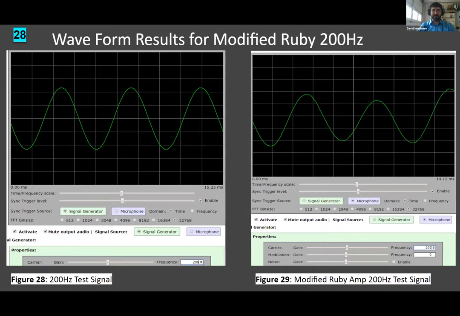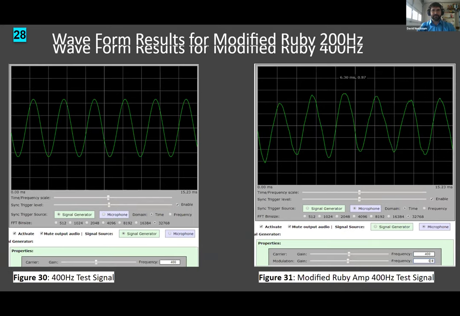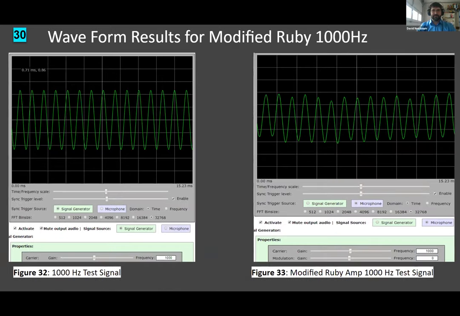So here you see the results at 200 hertz, and the waveforms closely match, so we were happy with that. At 400 hertz, it's not quite as clean, but we felt this was still pretty close. And lastly, at 1000 hertz, kind of our upper range, we felt this was a pretty good match as well.